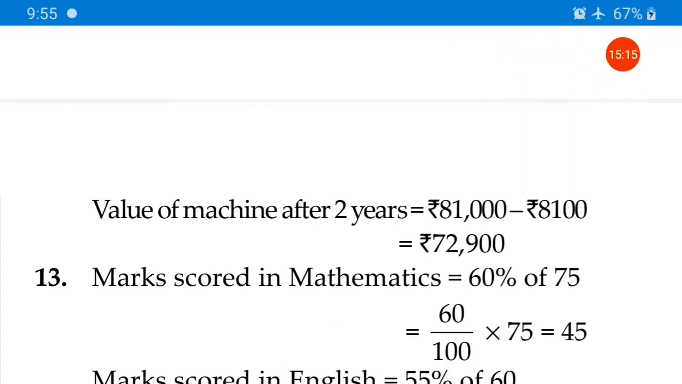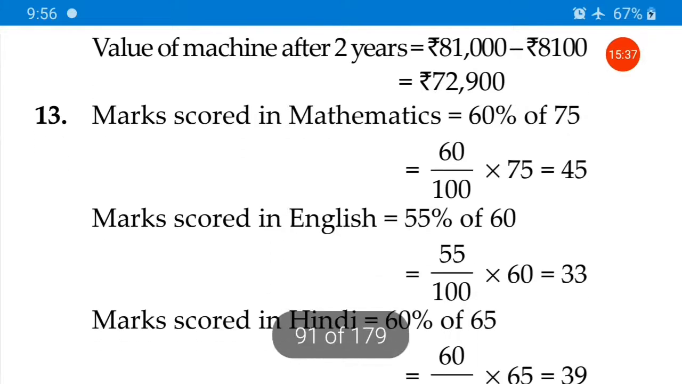So the value of the machine after 2 years, that will be subtracted: 81,000 minus 8,100. So here the perfect value after 2 years, that is 72,900. 72,900 is the value of the machine after 2 years.